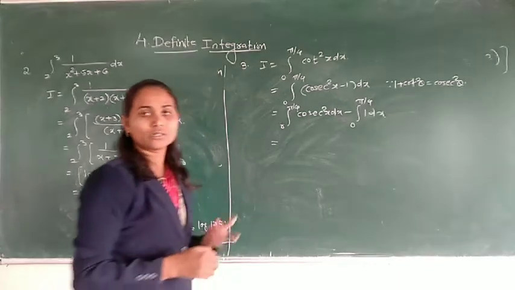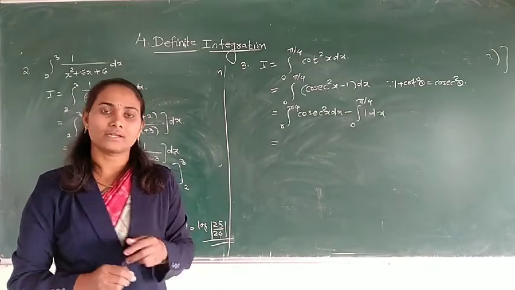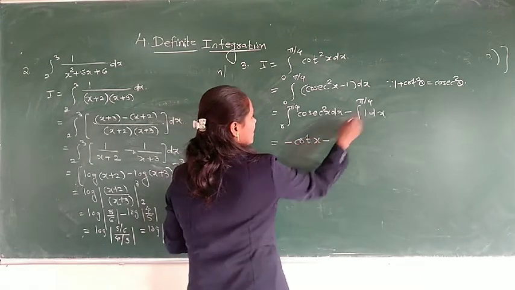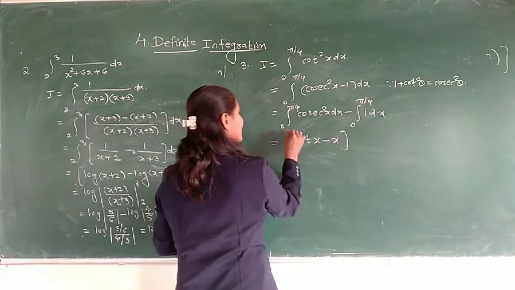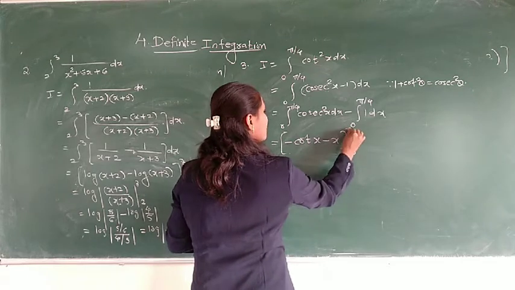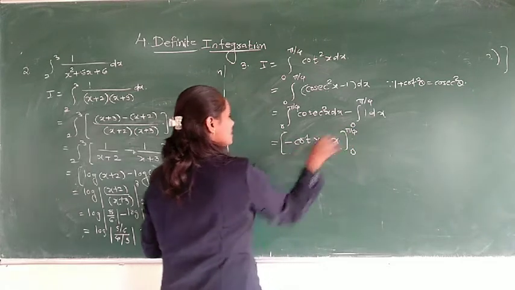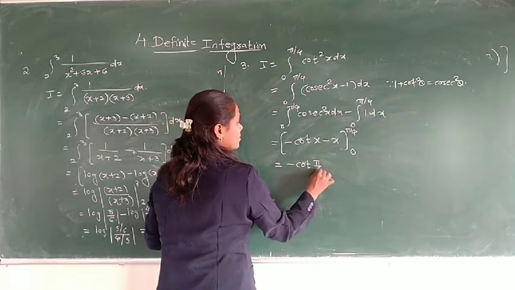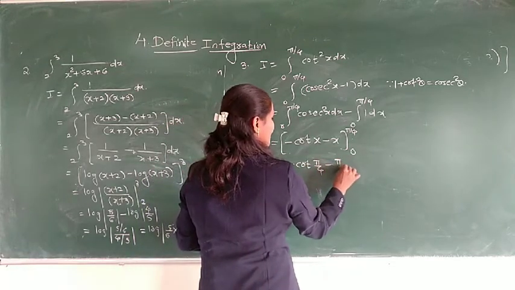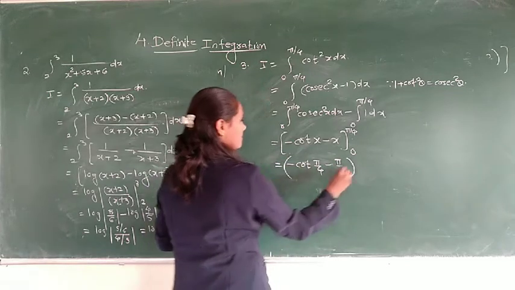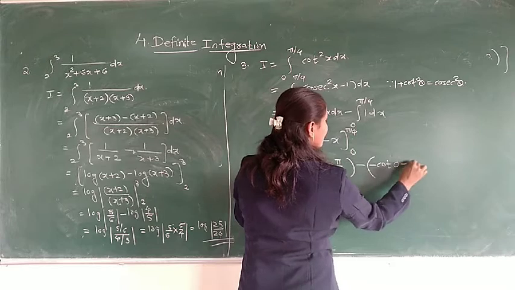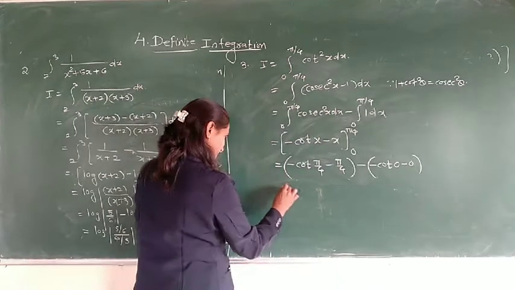For integration of cosec square, we know the formula that the derivative of cot is minus cosec square. So integration of cosec square is minus cot x, minus integration of 1, which is x. Here the limits of integration are 0 to pi by 4. So first we use the upper limit: minus cot pi by 4 minus pi by 4, minus the lower limit: minus cot 0 minus 0.